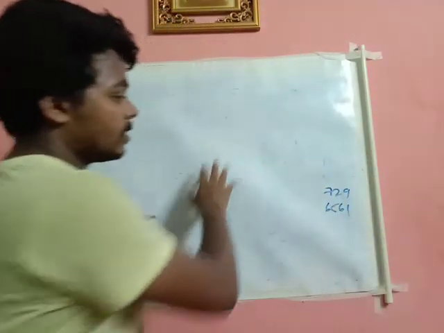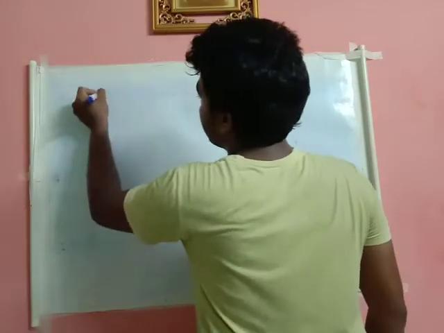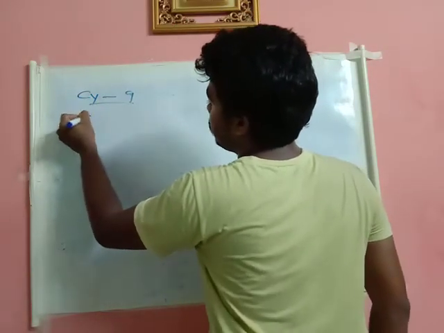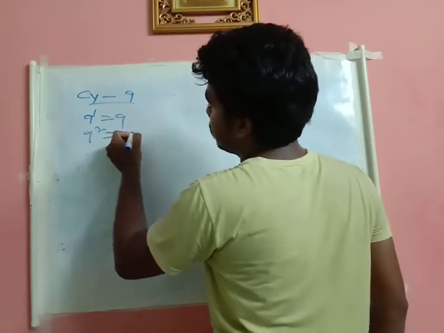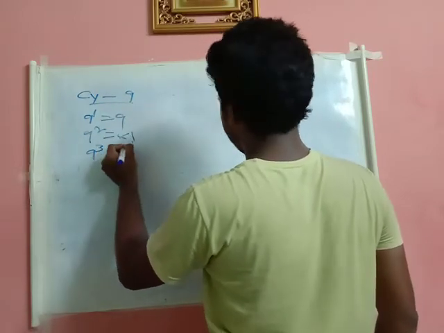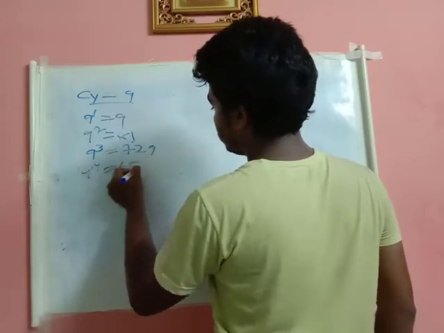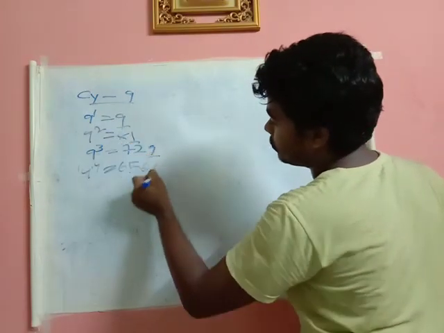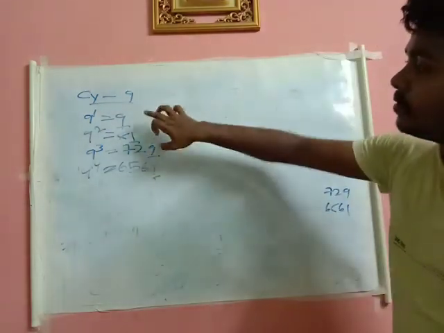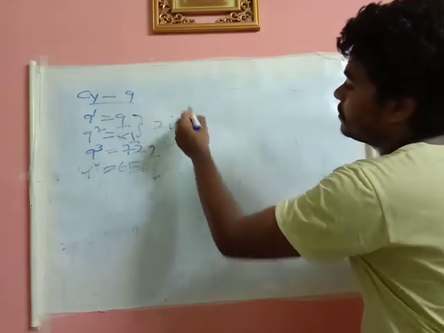Now coming to cyclicity of 9. Basically, what is 9 power 1? 9 power 1 is 9. 9 square is 81. 9 cube is 729. 9 power 4 is 6561. Now we see 9, 1, 9, 1. So the cycle repeats for every 2 intervals.